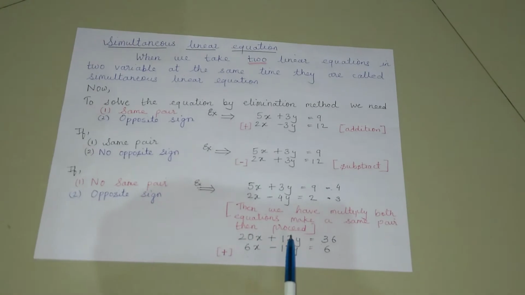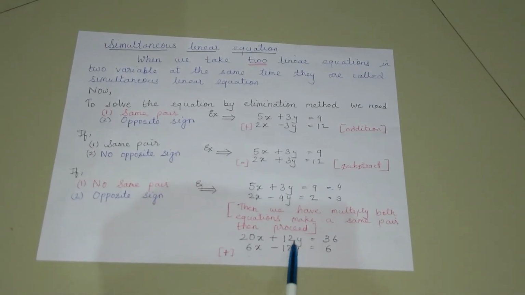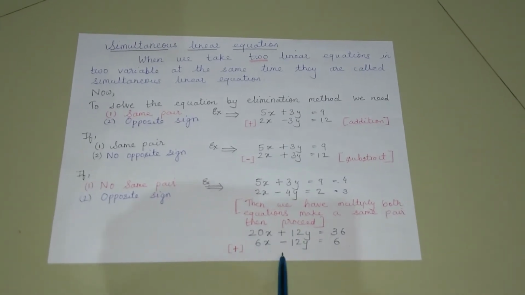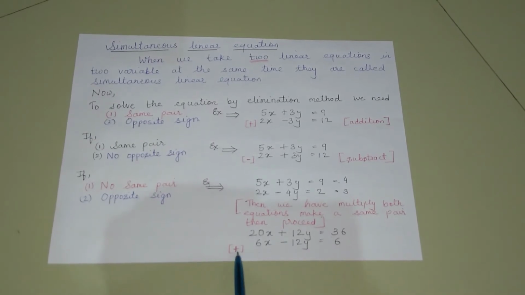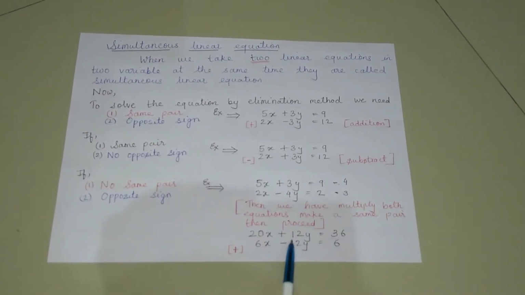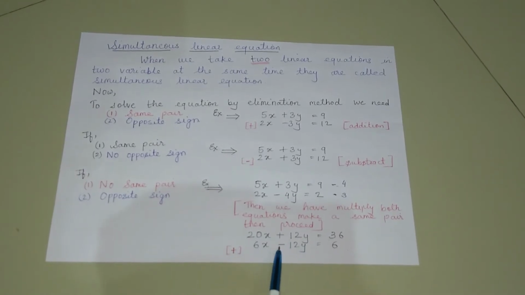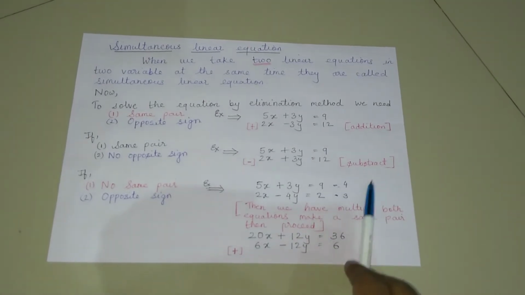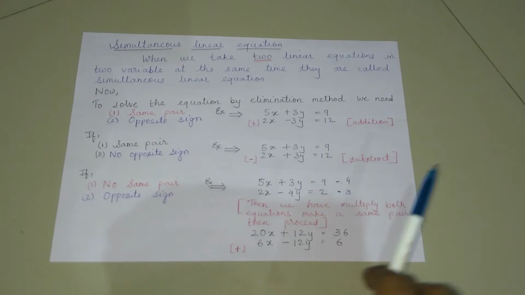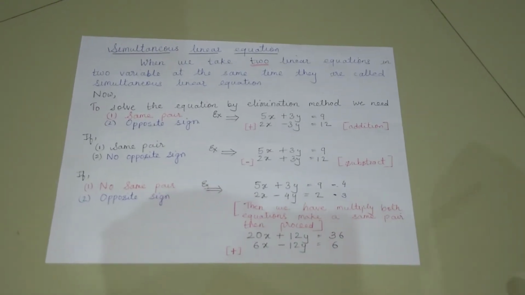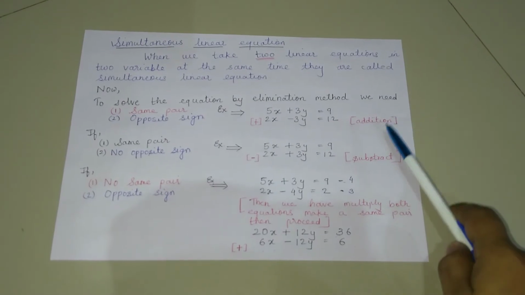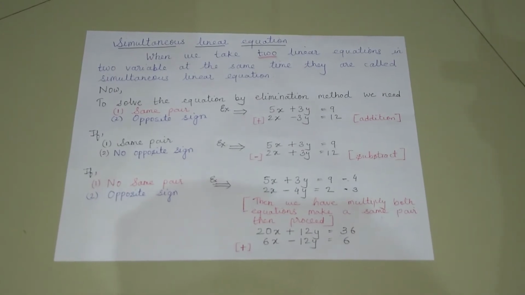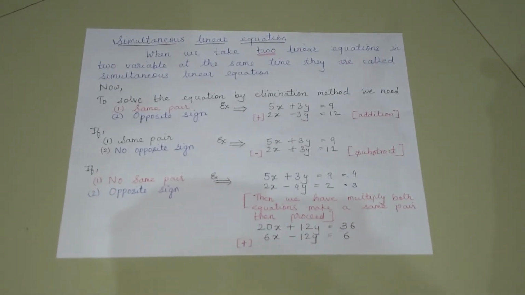Now the equations have changed to the same pair and opposite signs. Correct? So now we can do addition. Suppose after multiplying we have the same pair but not the opposite sign, like if here also it was plus. At that time we can subtract, because we have the same pair but not opposite signs. So I hope you understand when to do addition, when to do subtraction, and when we have to multiply both the equations.